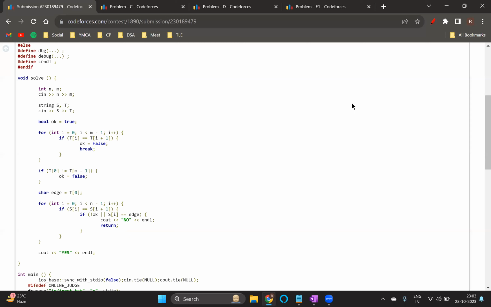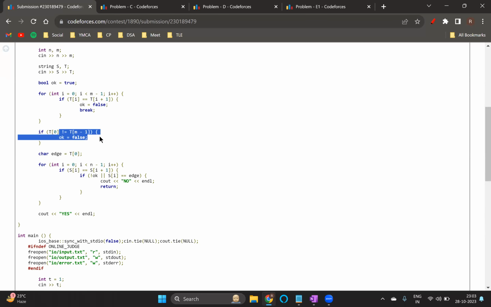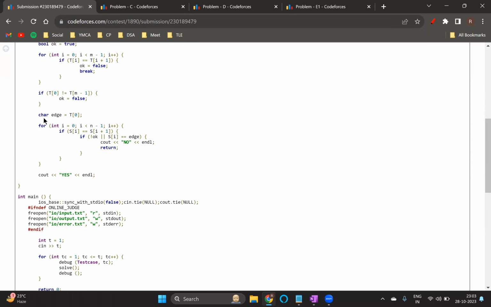That's what I did here. As I explained here, everything is same. First of all, I took inputs. Then I declared a variable okay with true. I checked if string T is bad. If at any point I see that string T is bad, then I will say okay is false. If the endpoints of string are not equal, in that case also I will say okay is false. This okay is just telling if I can insert T somewhere or not.